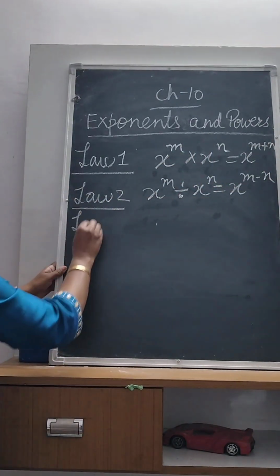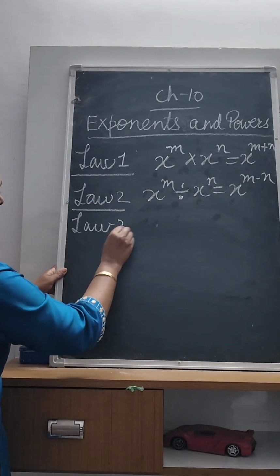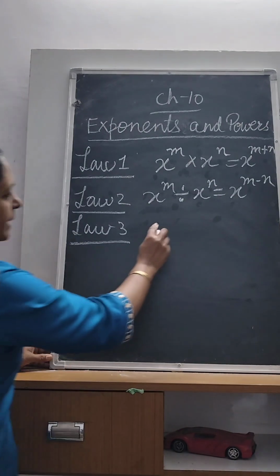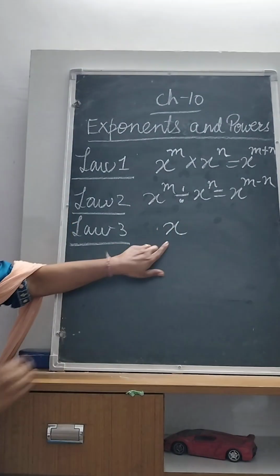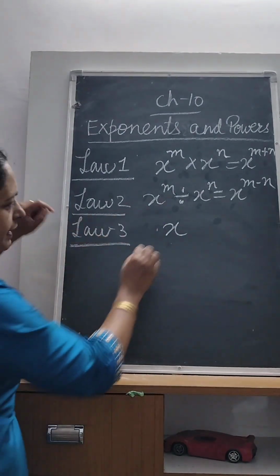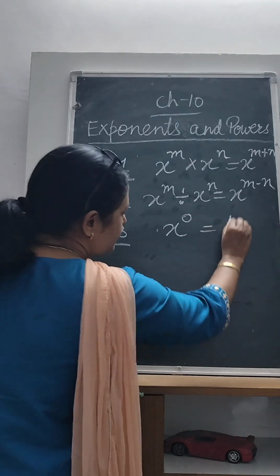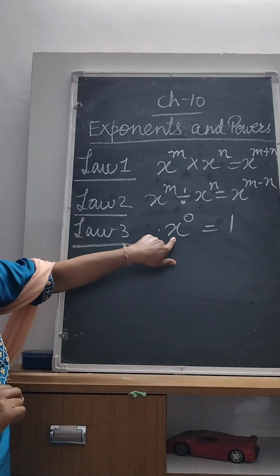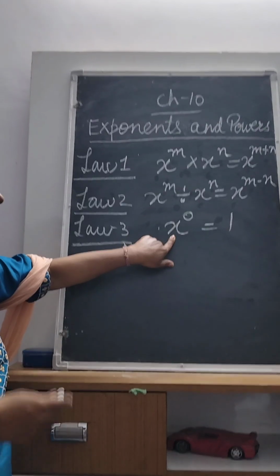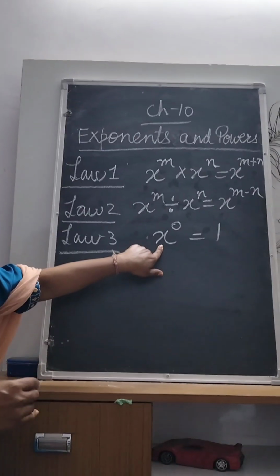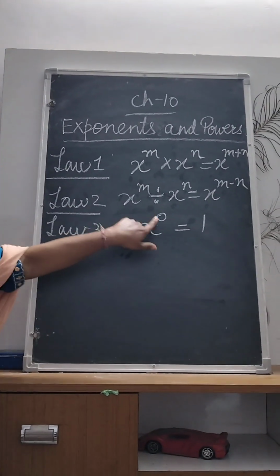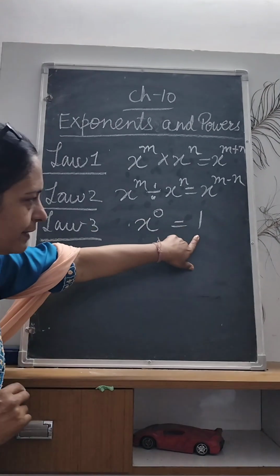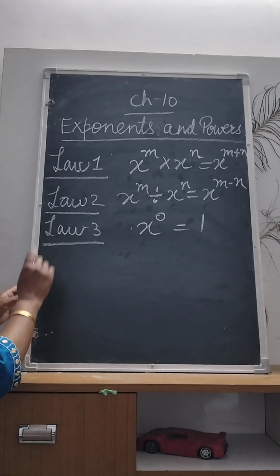Now law number 3. Any base, whatever the base, if the power is 0, always we will get the answer 1. Instead of x, you can write anything, 10, 12 or any numeral, any variable. If the power is 0, you are always going to get answer 1.